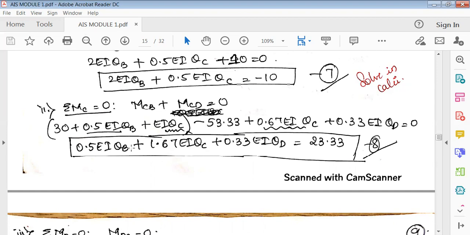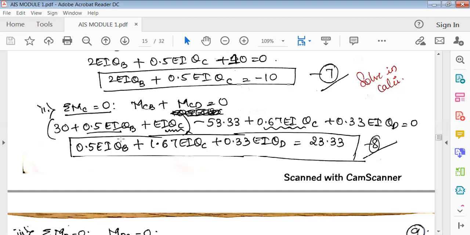That's because when you solve this in the calci, when you solve and find the values of theta B and theta C, you do it in the calci. So when you're doing it in the calci, the first term would give you theta B, the second term would give you theta C, and the third unknown value would give you theta D. That's why it's very important to write it in the sequential form.